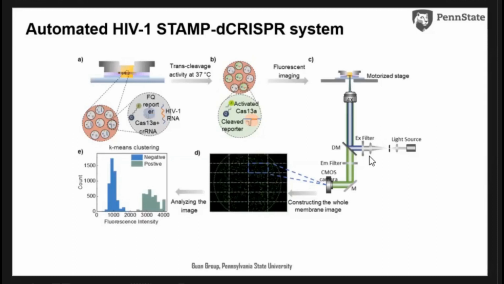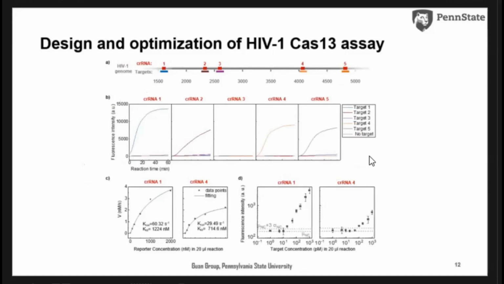And after that, based on the number of positive pores, and using the Poisson statistic, we could quantify the HIV target. So before we go to the digital assay, we wanted to develop our assay and actually optimize it. People have shown that different cRNA sequences can affect and improve the performance of the CRISPR assay. So that's why we designed 5 different cRNAs around the HIV genome, and also we synthesized 5 targets around those 5 cRNAs.